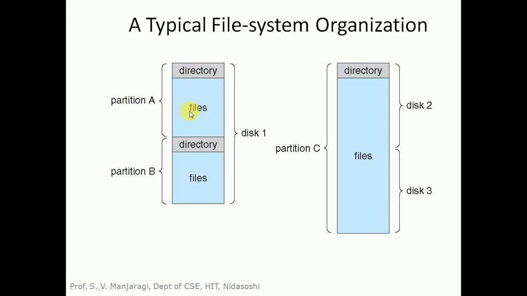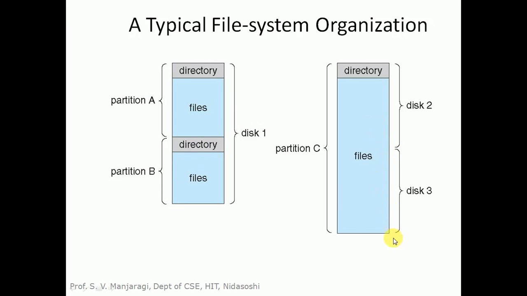If you want to access any file, you need to go to a particular directory. You should get the index, then we can locate a particular file in the partition. Similarly, in the same disk, another partition has been created, that is partition B. It has its own files and directory. This one is divided into two partitions, partition A and partition B.